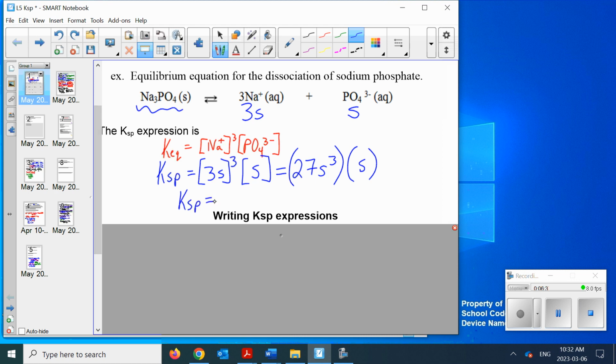What that all comes out to be, Ksp. Now I combine this. You guys know how to do this, right? 27 times, well, the number 1 is assumed. 27 times 1 is 27, right? And then the s cubed part times the s to the 1 here is s to the 4. I know we're at different levels of understanding. 27 s to the 4. That is our Ksp expression. This is what we're looking at.